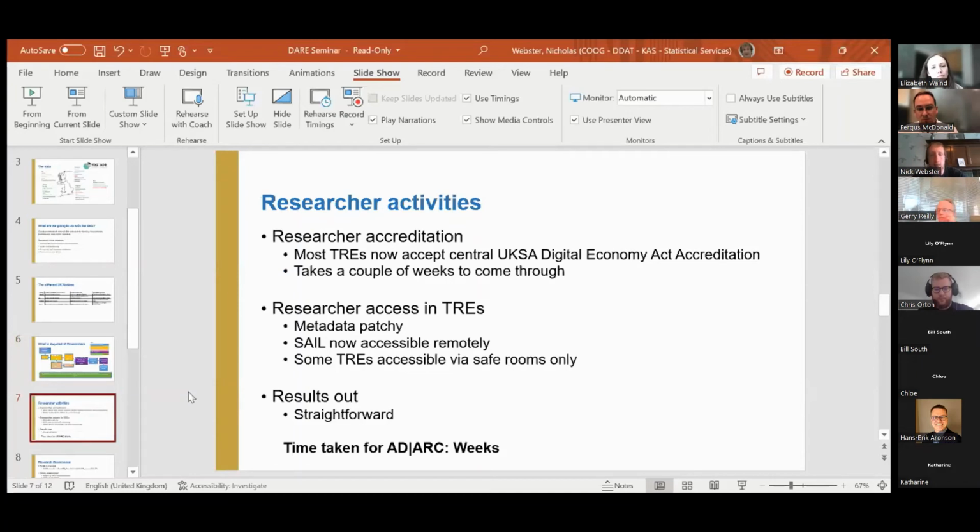Researcher access in TREs, metadata is massively improving thanks to the data catalogs that I think Bill mentioned before, but it's still patchy on some data sets as it's not been collected for researcher purposes. It's sometimes quite difficult to know what is and isn't in data. Some TREs like SAIL are now accessible remotely, which is great, but some TREs are only accessible in person via safe rooms. And then finally, results out is now a straightforward process due to a lot of the work that's been done elsewhere. Time taken for ad hoc on this is weeks.